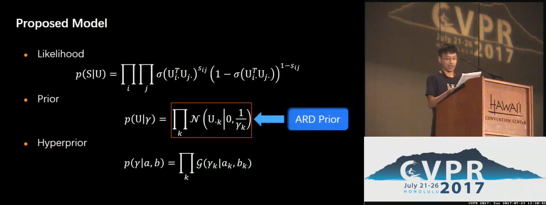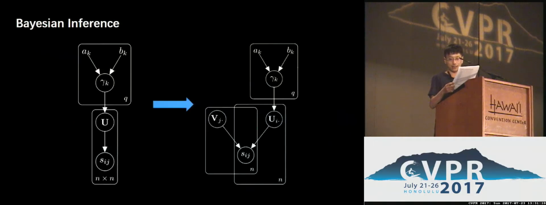Our model has a hierarchical structure. The likelihood is similar to that of latent factor hashing, but for the prior, instead of a single shared hyperparameter, we introduce a separate hyperparameter gamma k for each column of U. This formulation, therefore, is equivalent to automatic relevance determination. During inference, if some gamma k assumes a large value, then the posterior distribution over the corresponding column will be concentrated at 0, which means that the kth hashing bit is relatively inessential.